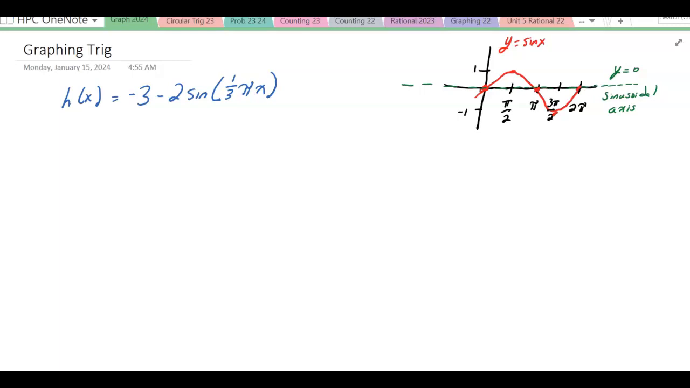Hello, Honors Pre-Calculus students. Today's learning target is to graph the sine function above. And on the right-hand side, we have the basic sine function in red. So the first thing I'm going to do is draw an axis.